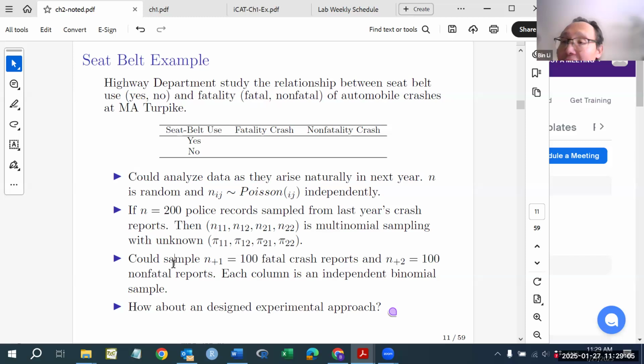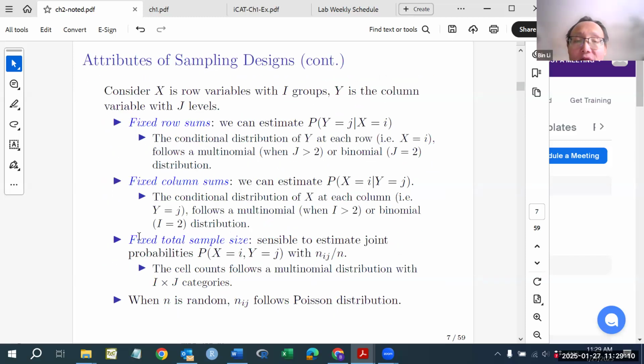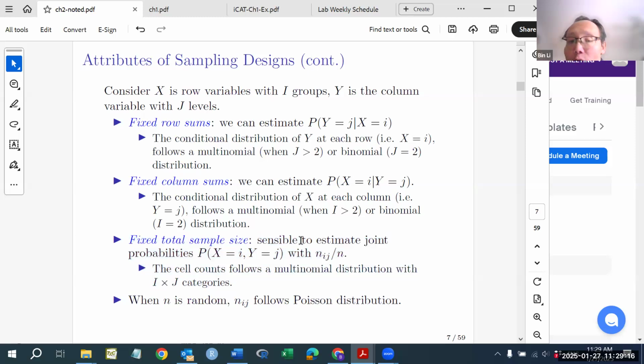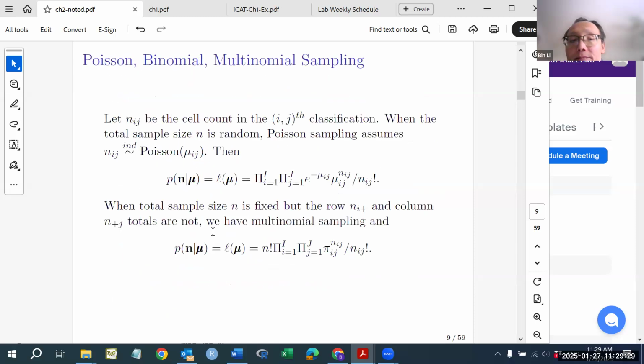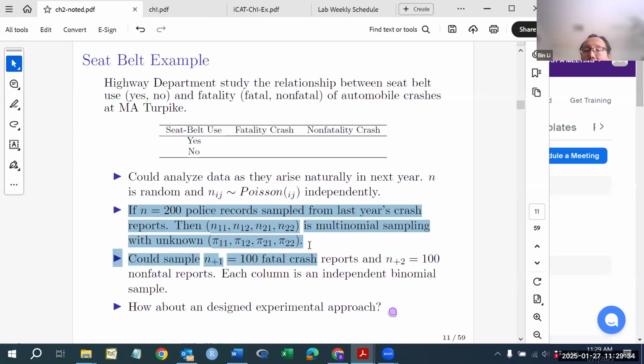So then this goes to what? This goes to the fixed total sample size. Does that make sense? Because we've chosen the 200, the total sample size is fixed. Then this one follows a multinomial with I times J categories. Does that make sense? So this situation gives you the multinomial.